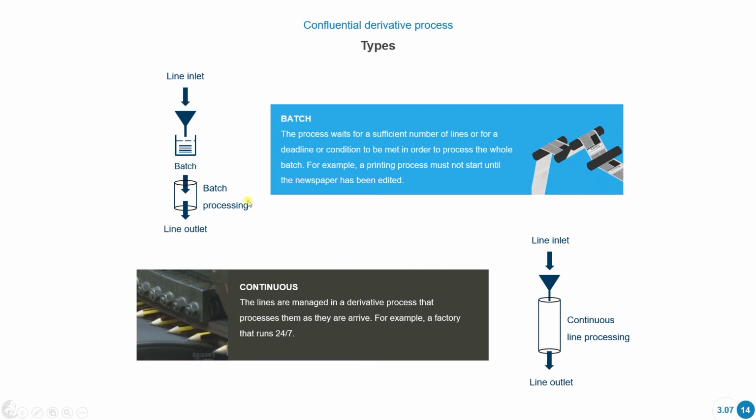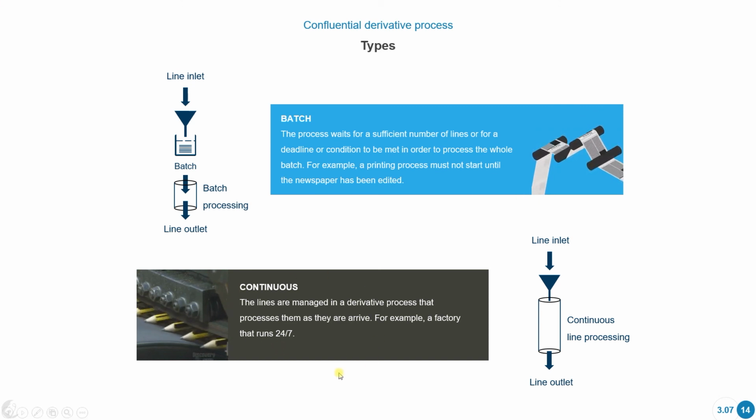So we create a batch in June. We say, okay, this batch has already been created. We're going to process the batch. And the lines can all enter the different activities that need to process these different batches. So in this example, the process waits for a sufficient number of lines, for a deadline or condition to be met in order to process the whole batch. For example, a printing process does not start until the newspaper has been edited. So once the newspaper has been edited, the batch has been created, and then the printer can start printing.